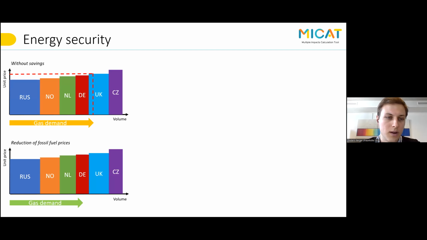Now when we have a reduction in gas demand, we can basically do three different things, or that can be done scientifically.